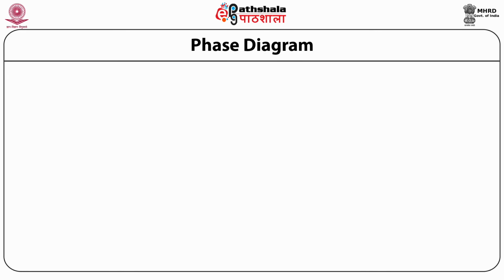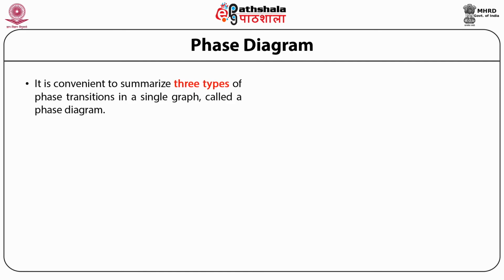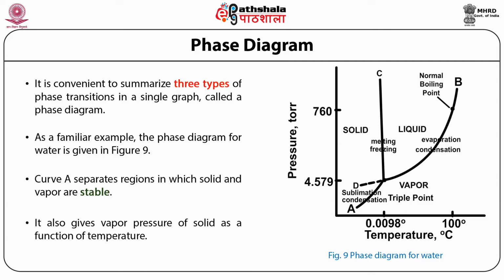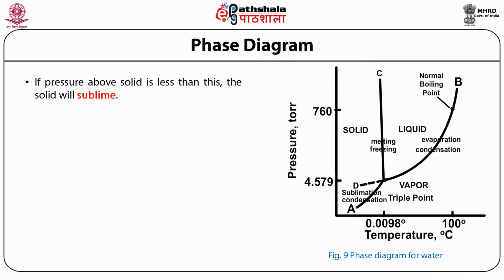Phase diagram. It is convenient to summarize the three types of phase transitions in a single graph called a phase diagram. As a familiar example, the phase diagram for water is given in the figure. Curve A, separating the regions in which the solid and vapor are stable, gives the vapor pressure of the solid as a function of temperature. If the pressure above the solid is less than this, the solid will sublime. If the pressure is greater, the vapor will condense.